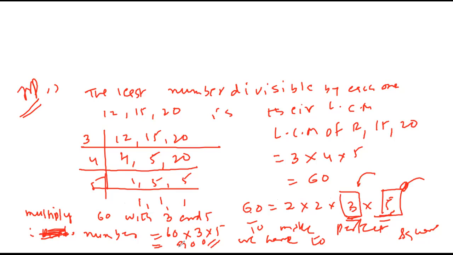If the answer would be a perfect square, then we have to leave that 60 as it is. After getting the LCM, if the LCM itself is a perfect square, then no need to put anything.